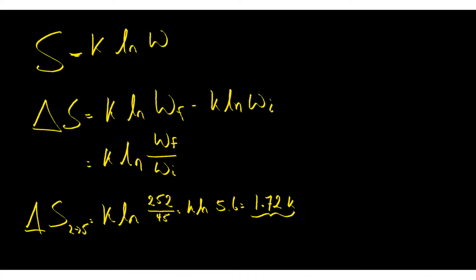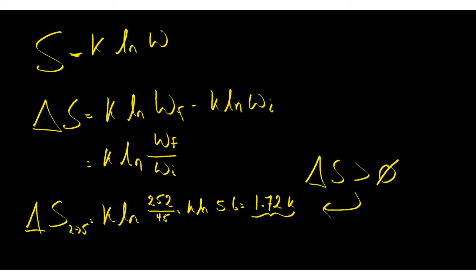That's K times log of 252 divided by 45. Okay? Because with 5 particles, there are 252 possible ways of arranging the system. With 2 particles, there are 45 possible ways of arranging the system. Okay, so delta S is K log of 5.6, or just 1.72 K. Okay? In other words, we're talking about a positive change in entropy. Okay? Delta S is greater than 0.